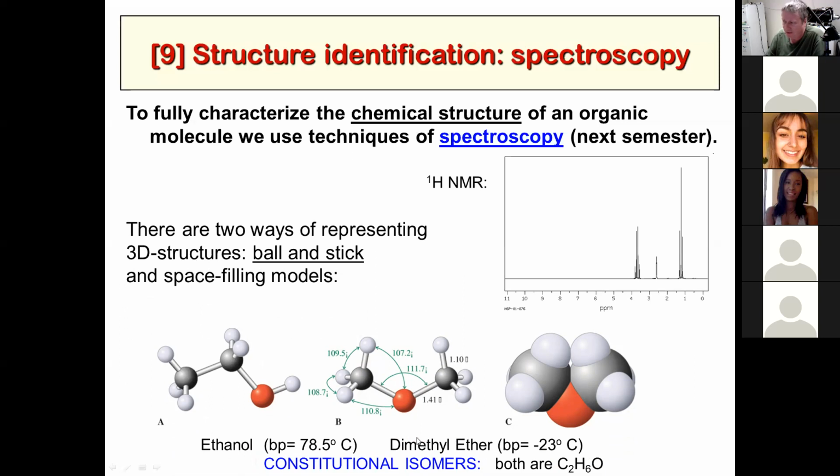This is dimethyl ether, which is CH3, oxygen, CH3. These happen to be isomers also. Totally different molecules. Ethanol boils at 80 degrees. Dimethyl ether boils at -23 degrees Celsius. So it's basically a gas at room temp, right? And there's also something called a space filling model, which is this kind of weird computer generated image here. And these are both C2H6O, but they are constitutional isomers, right?